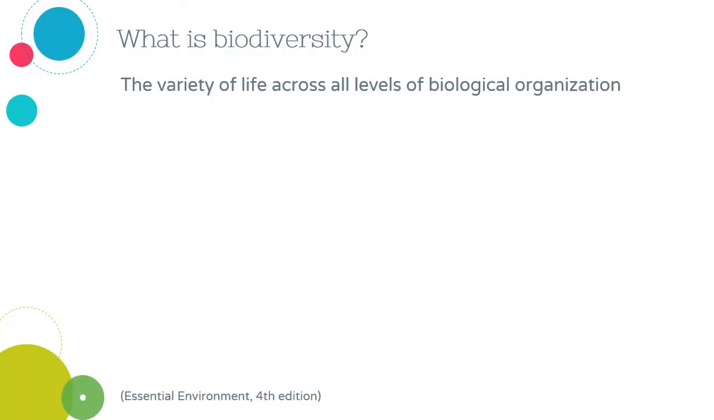A definition for biodiversity from the old textbook we used to use is the variety of life across all levels of biological organization. That in itself is maybe a bit ambiguous for people who are not science majors. Even for some science majors, they might be confused. So life has this hierarchical organization where we can group them into categories, and those categories tend to be nested within each other, like Russian nesting dolls.